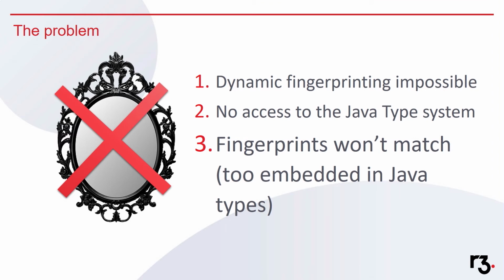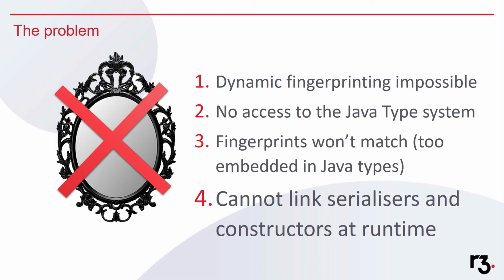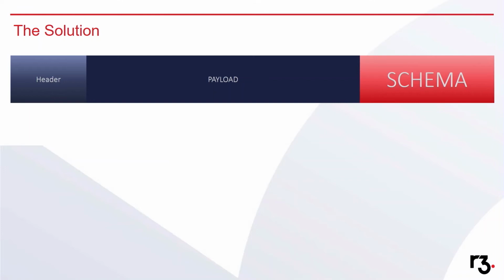It's almost certain the fingerprints are going to be very hard to match up, as a Java string is very different from a C++ string, and very different from a Python string. Finally, we cannot do runtime analysis. We cannot link a constructor method to some abstract class. We would have to do this at compile time. So what's going to be our solution?